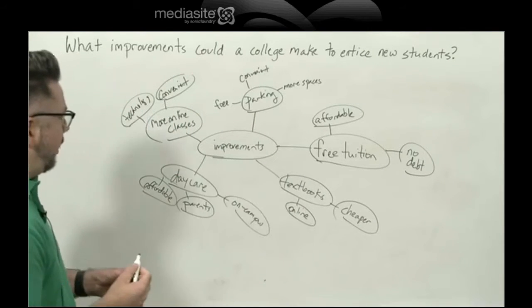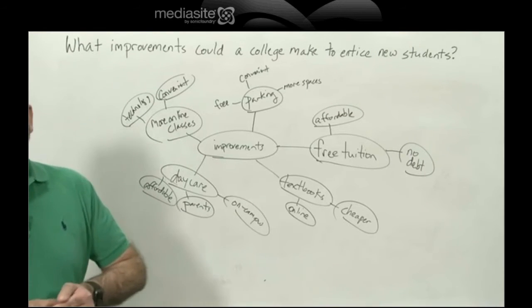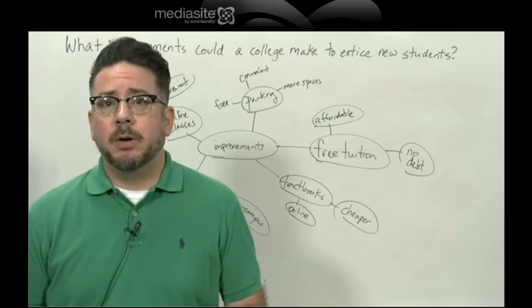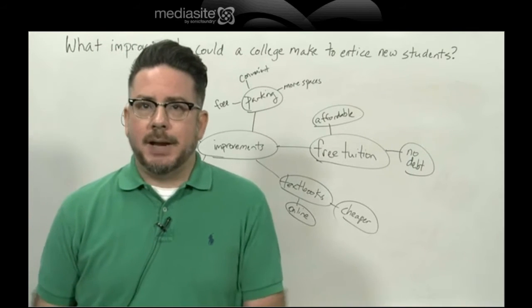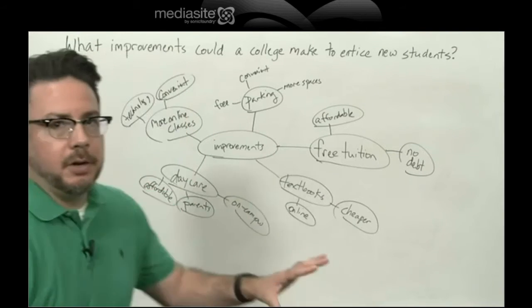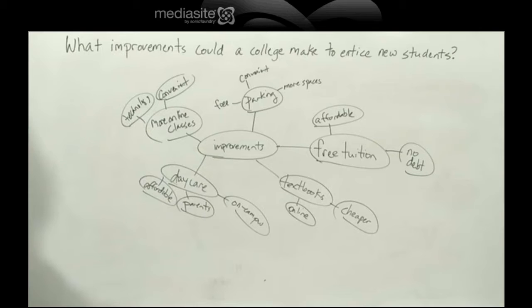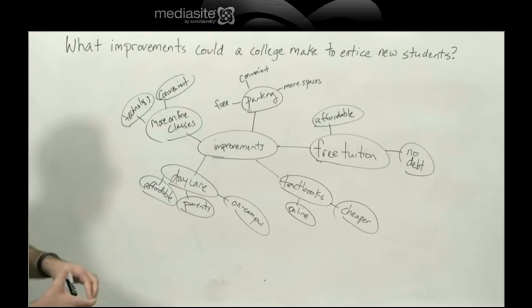Okay, so I've got quite a few improvements here. That gets us through step 1. I've got lots of ideas on paper. For step 2, we need to pick our best ones. So I want to go with 3 supporting points for this paragraph. So what do you think are the best 3 of the supporting points that we have up here? What are the best 3?